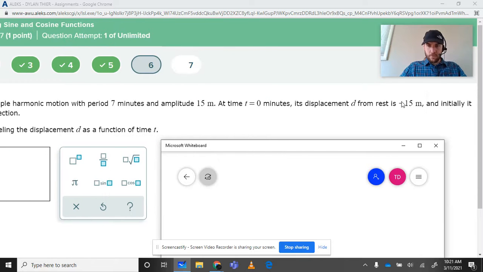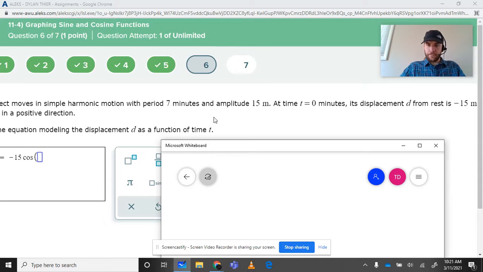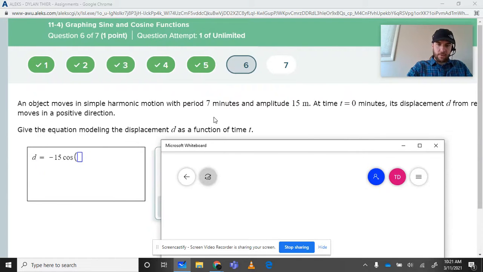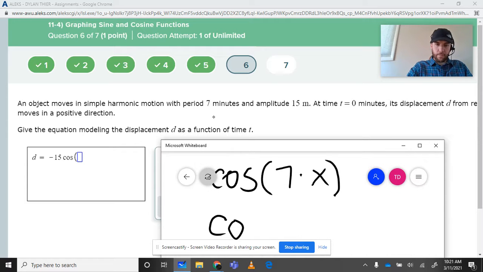Okay. Well, so if it starts at negative 15, has an amplitude of 15, I think this should be fine. The period of 7 minutes means that when we have the cosine of 7 times something here, we are going to finish off our first period, our first kind of rotation through the cycle. So we want 7x to be the same thing as 2 pi, right? Because 2 pi is the amount on the inside here that ends that cycle.